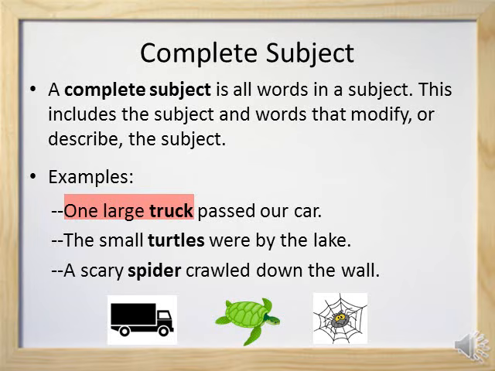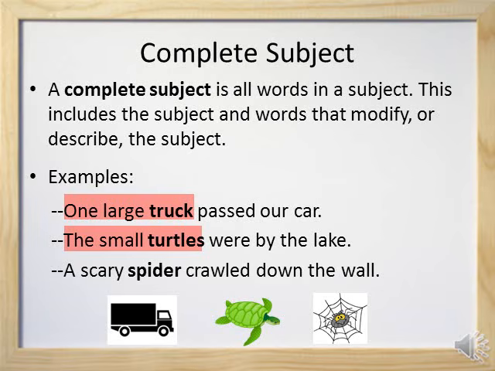Next, the small turtles were by the lake. What's the action? The action is were, or were by the lake. Who or what were by the lake? The small turtles. That is the complete subject. It contains the simple subject. Do you remember what the simple subject was? The simple subject was just the word turtles. So the complete subject contains the simple subject. The complete subject is the small turtles.